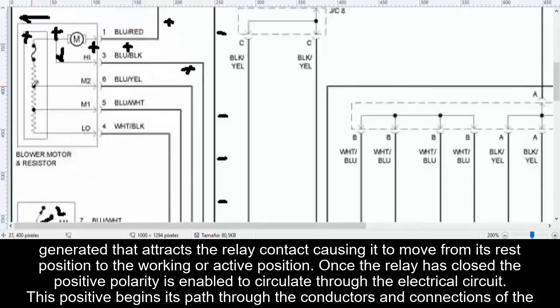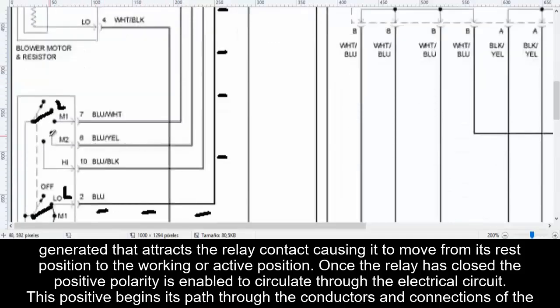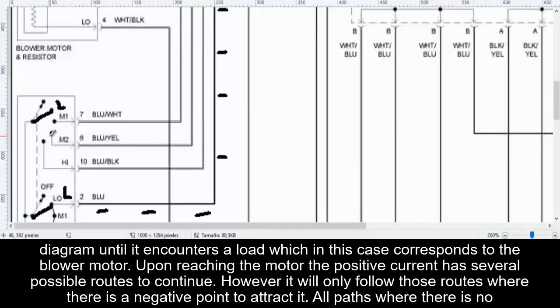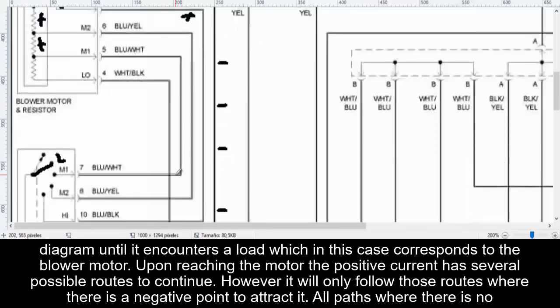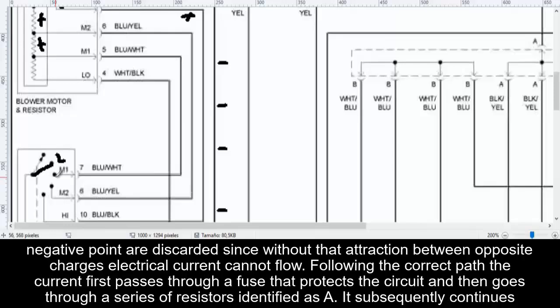Once the relay has closed, the positive polarity is enabled to circulate through the electrical circuit. This positive begins its path through the conductors and connections of the diagram until it encounters a load, which in this case corresponds to the blower motor. Upon reaching the motor, the positive current has several possible routes to continue. However, it will only follow those routes where there is a negative point to attract it. All paths where there is no negative point are discarded, since without that attraction between opposite charges, electrical current cannot flow.